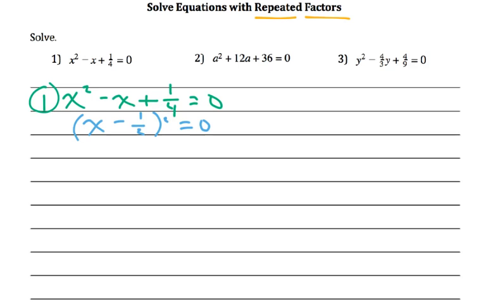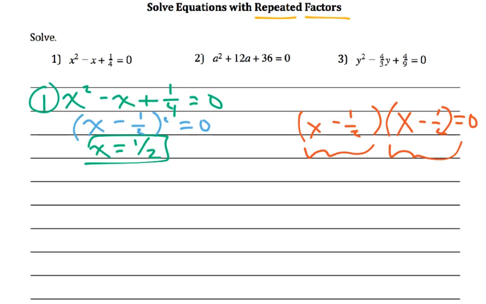Now, since this is squared, that means that it's x minus 1/2 times x minus 1/2 equals 0. And then if I were to bother solving these separately, both of them would end up being repeated factors of x equals 1/2. So this means that the roots are both 1/2, so you only have the one single root showing up here. And that's what they mean by repeated factors. It's all about this squared.